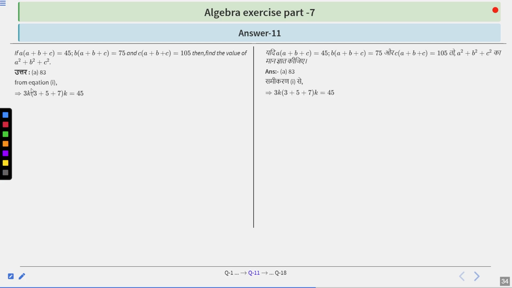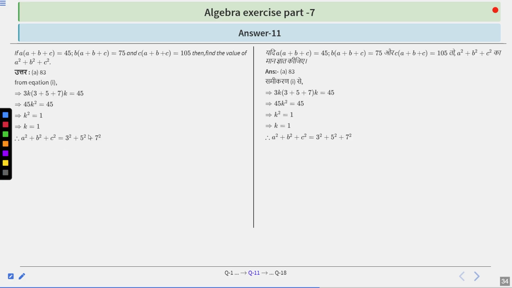So we have got 3k into 3 plus 5 plus 7 times of k equal to 45 from equation 1. So 7 plus 3, 10 plus 5 is 15, into 3 is 45. k into k is k square, that becomes equal to 45. So if 45 k square equal to 45, then k square is equal to 1 and k is equal to 1. Now if k equal to 1, then a is 3, b is 5 and c is 7.